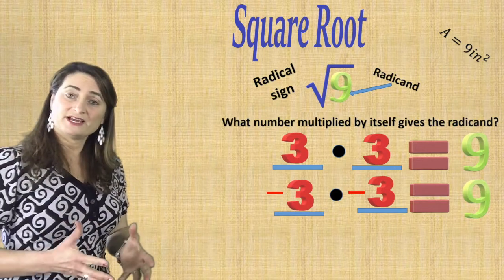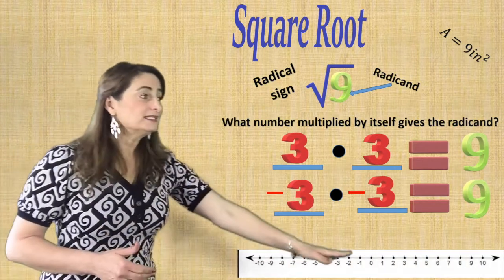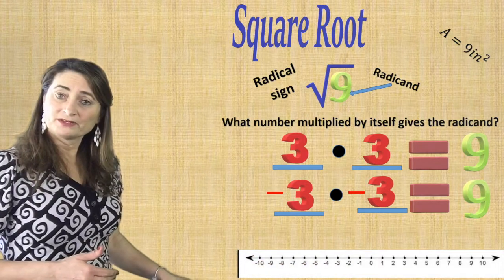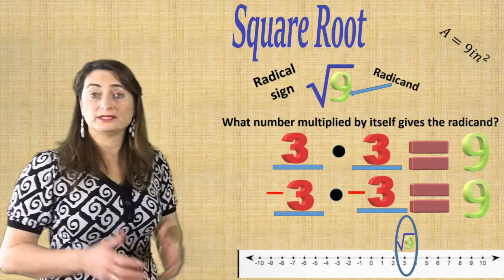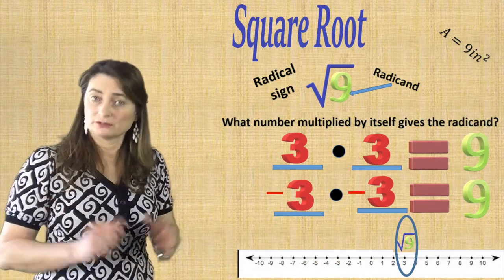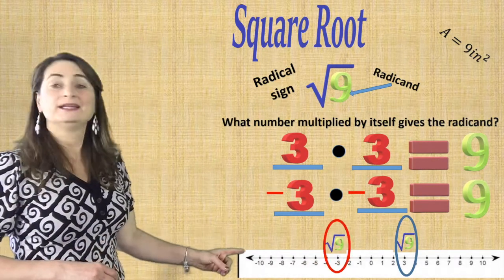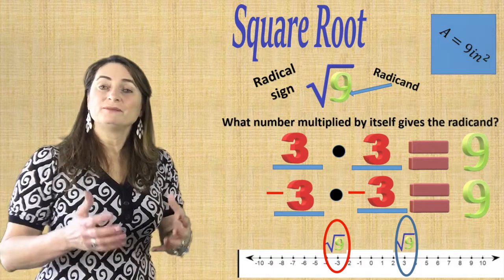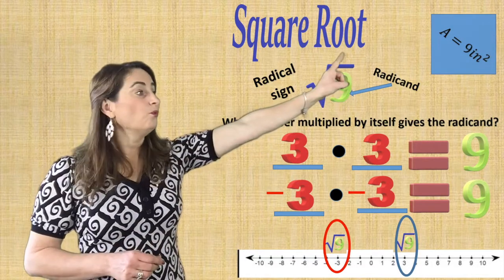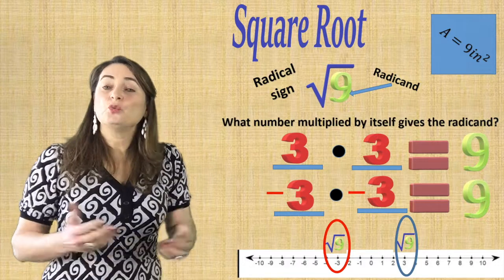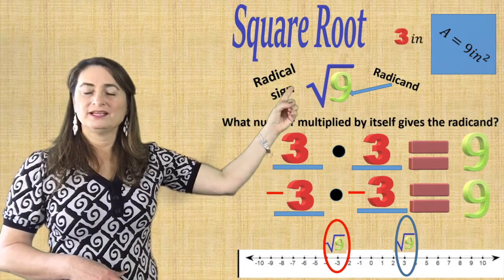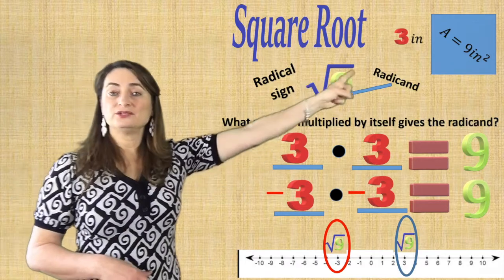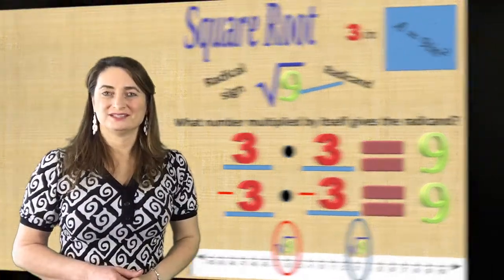For you to understand what that means, here's a number line. The square root of 9 can equal 3 on the number line. So that's what the square root of 9 equals, 3. Or it could be negative 3. So if I'm giving you a square with an area of 9 inches, what do you do with that 9? You just square root it. And the square root of 9 equals 3, so the side length is 3.